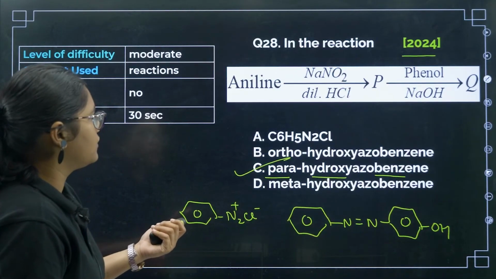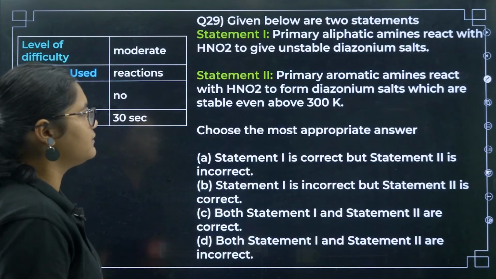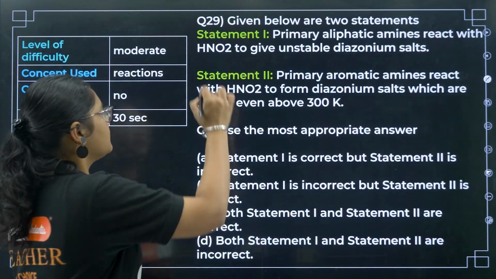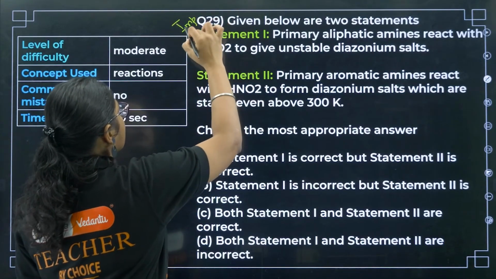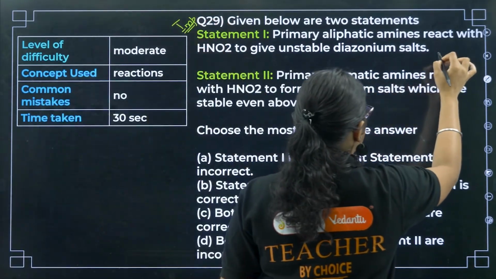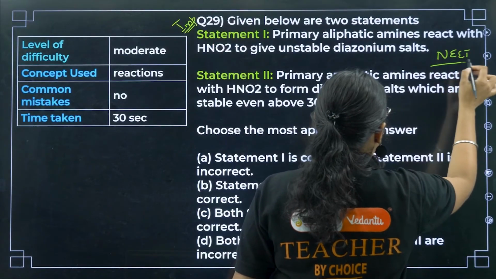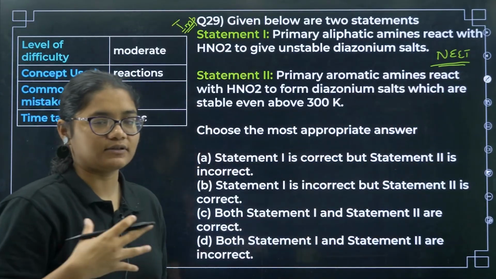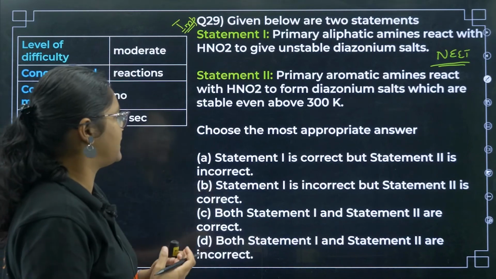Fine. So next question number 29. Given below are two statements. This is a very important question. Okay, this is not a KCET question, but this is a previous year NEET question, okay. But I saw this type of questions are somewhat related, so I have given a question in that form also.